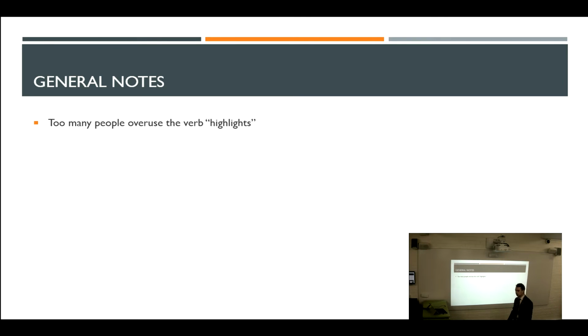But you want to broaden your vocabulary. You can't say highlights all the time. You need to say like demonstrates or shows, or the writer conveys, the writer suggests. This infers or this implies. You know, these kinds of words. If you repeat the same word over and over again, it shows that your vocabulary is a bit limited.